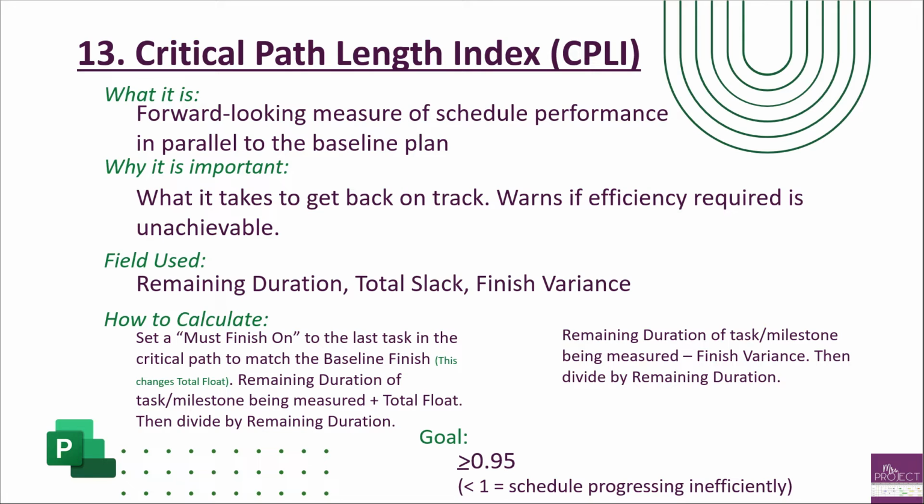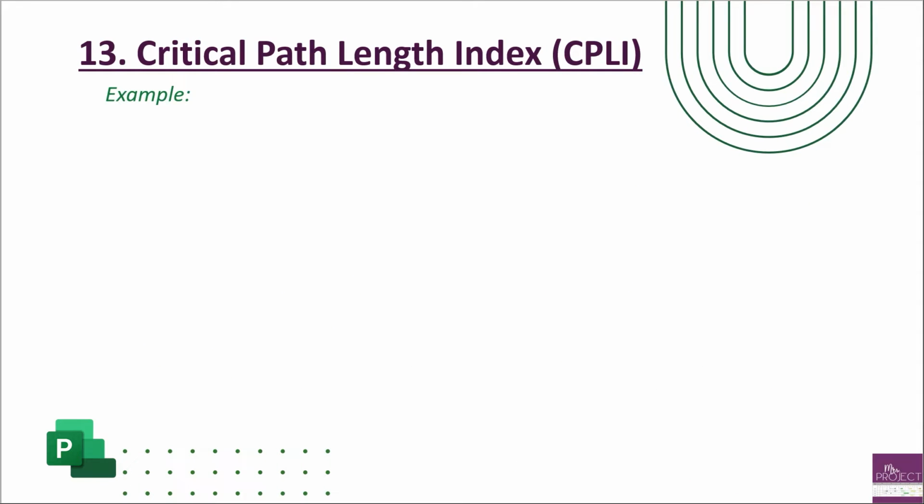If it's below that, it means you've got to do some really extreme measures to get back on track, or it's unachievable to get back on track. So that's the importance of this metric. An example. So we're going to look at what is our very last end task of our critical path. And that's, in this case, ID 71.